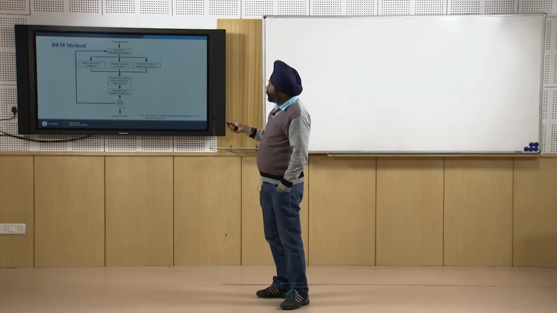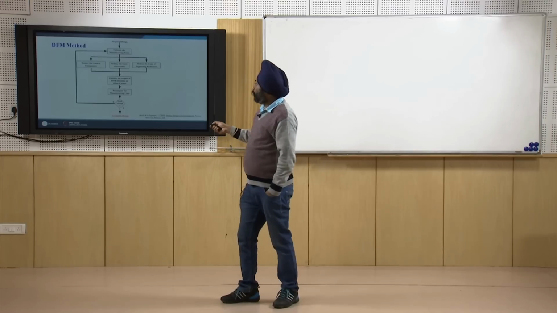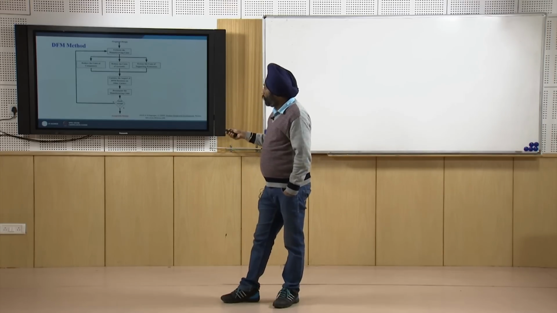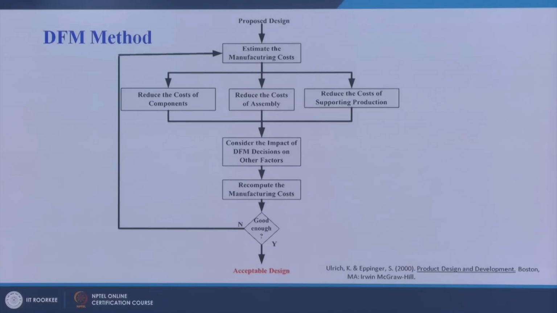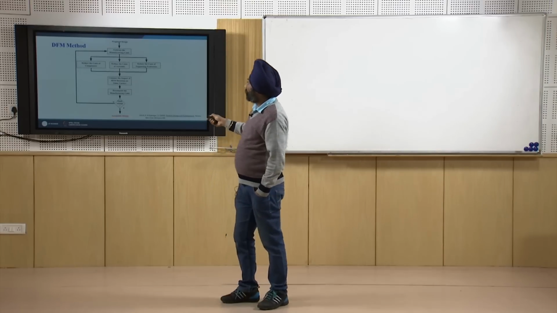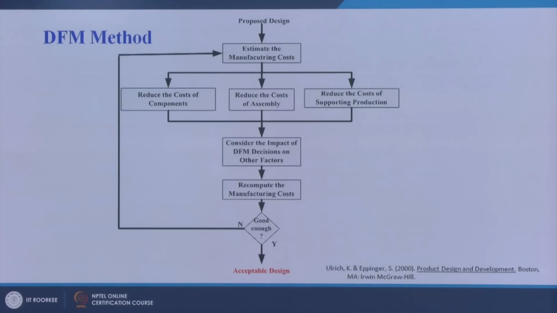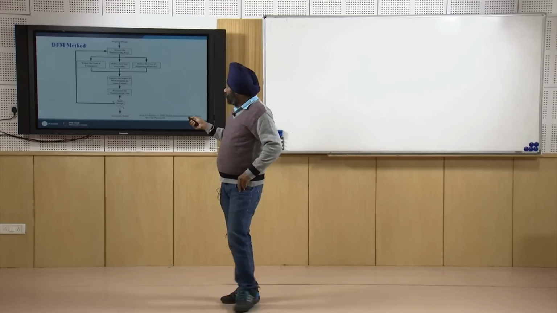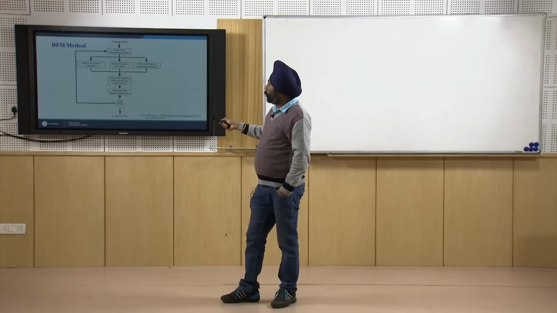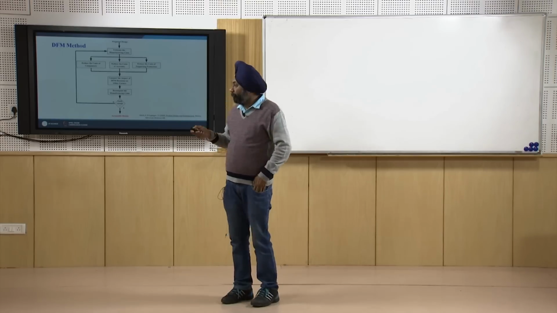Why have we discussed the manufacturing cost? You may appreciate that because of the DFM method, now we are going to see the overall flow chart of the DFM methodology. We have a proposed design. Already we have designed a particular product. Now we will estimate the manufacturing cost. We know what the costs are that are involved in manufacturing the product.